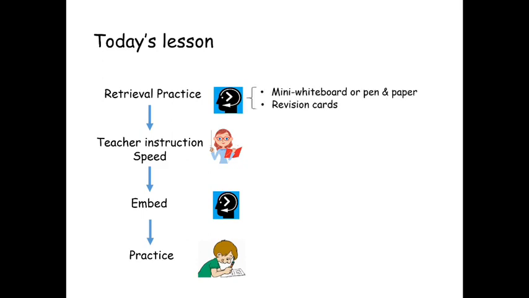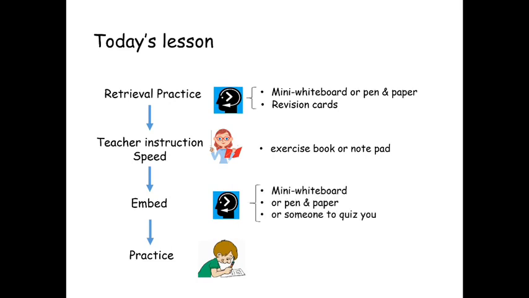So what you're going to need is a mini whiteboard or pen and some scrap paper for the retrieval, possibly some revision cards, an exercise book or notepad that you're going to be able to keep your new content notes safe in, a mini whiteboard or a pen and some scrap paper again, or someone who's going to be able to quiz you for the embedding, and that exercise book or notepad again for the practice questions. So pause this video and get yourself organised.